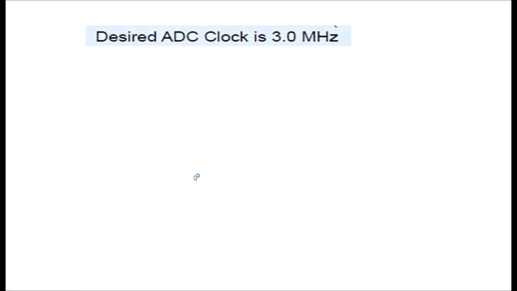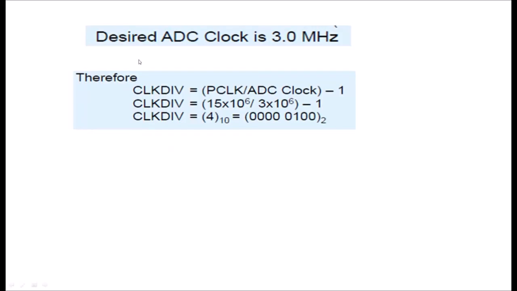Next is clock division. Suppose we assume that the desired clock for the ADC is 3 megahertz. We want a 3 megahertz clock signal. Then we have to use this formula to find the clock division field: peripheral clock divided by ADC clock, minus 1. Here, assume the peripheral clock is 15 megahertz. So we substitute 15 megahertz divided by the ADC clock of 3 megahertz, minus 1. If you compute it, you will get 4.